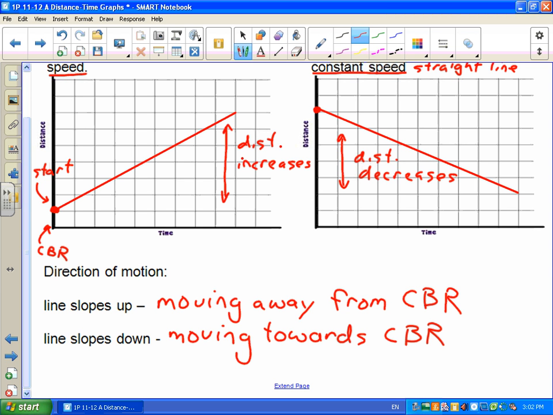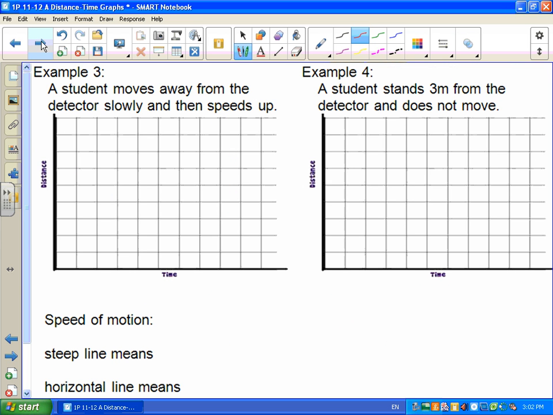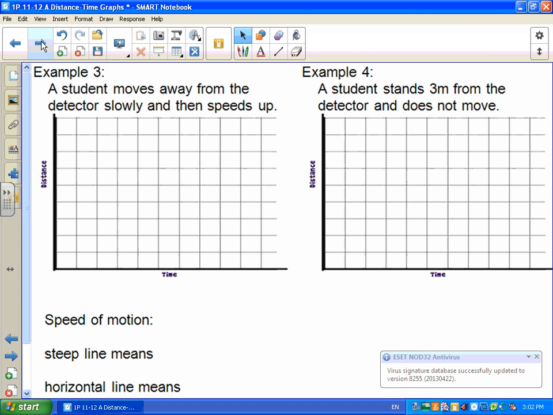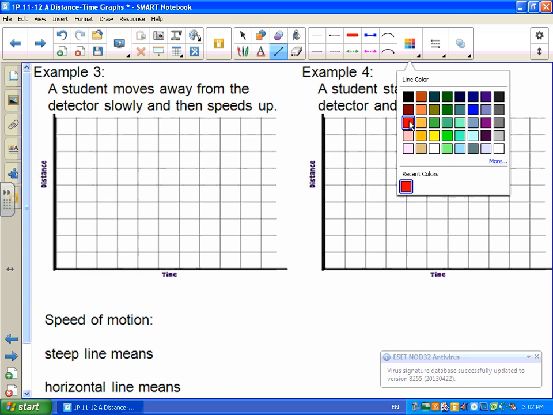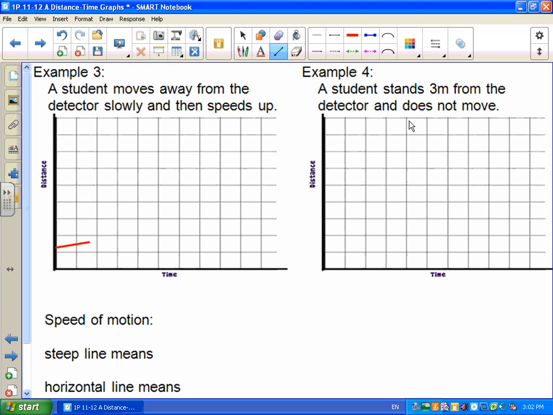Okay, so let's take a look at examples 3 and 4 here. A student moves away from the detector slowly and then speeds up. So what's going to happen here is, I'll just draw these lines in here for you. At first, they're going to start close to the detector, and then they're going to start moving sort of slowly like this. The distance between them and the detector is getting larger, but it's not getting larger very fast, so this line isn't sloping up very much.